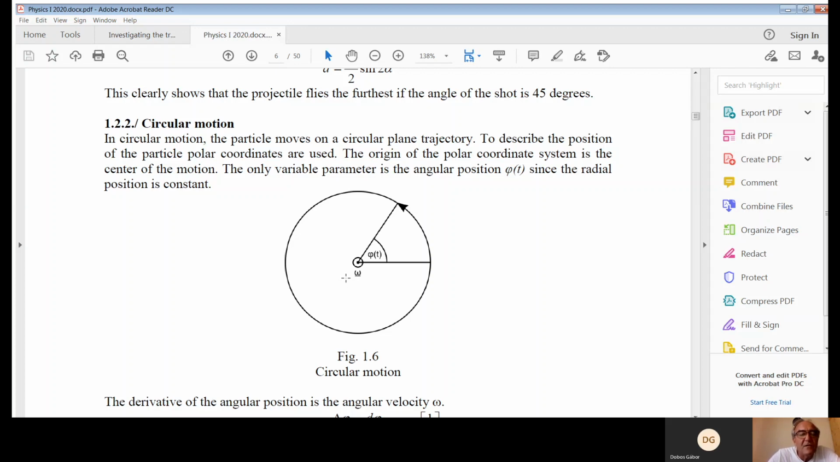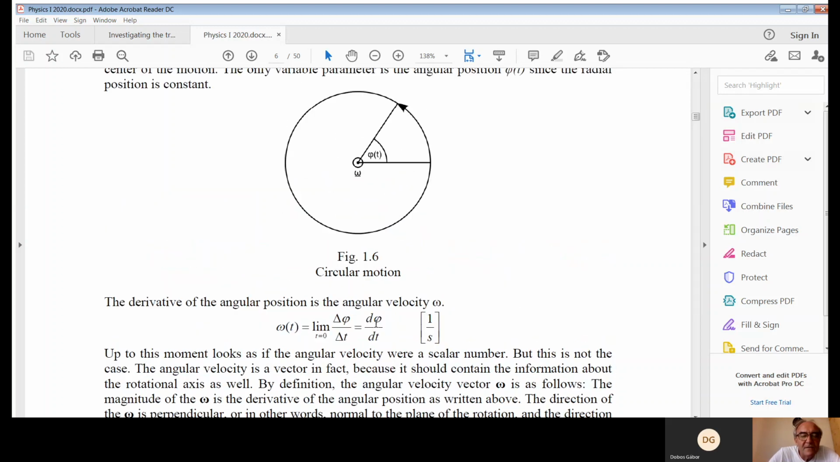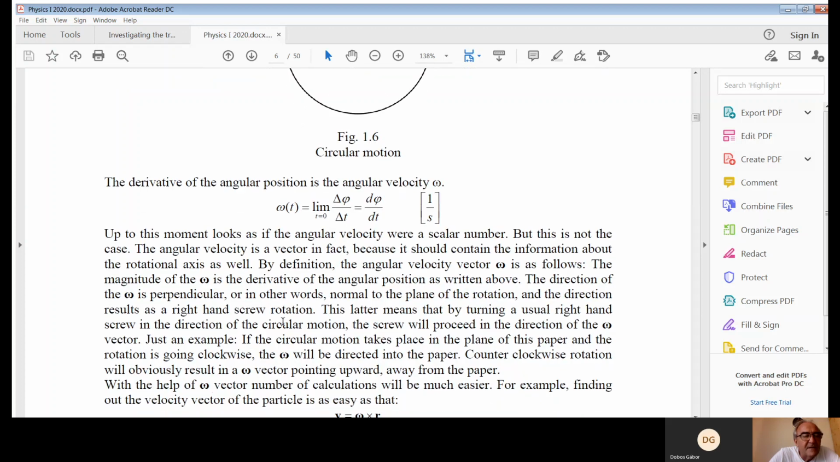So in other words, a circular coordinate. The only variable parameter is the angular position, since the radial position is constant. We are always the same distance, but we just go around, and only the angle is in question. The derivative of the angular position is the angular velocity. So the angle is similarly the little variation divided by the time, and then comes the limit, the very same story as it was earlier. We have here a derivative of the angular position, and this is the angular velocity.